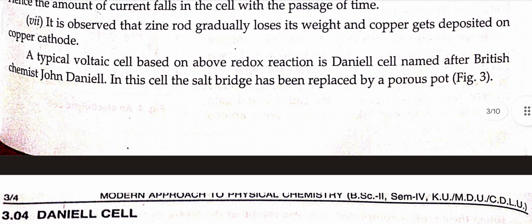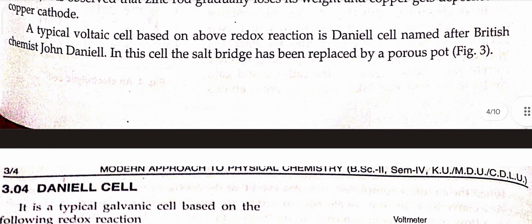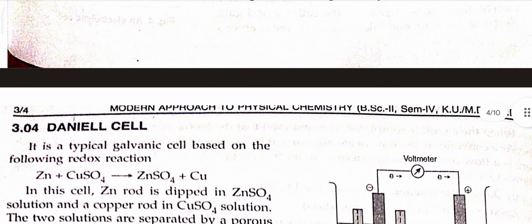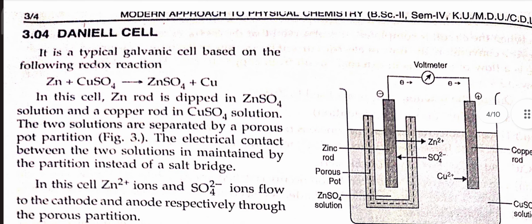A typical voltaic cell based on the above redox reaction is the Daniell cell, named after British chemist John Daniell. In this cell, the salt bridge has been replaced by a porous pot. Daniell cell: it is a typical galvanic cell based on the following redox reaction. Zn plus CuSO4 gives ZnSO4 plus Cu. In this cell, a Zn rod is dipped in ZnSO4 solution and a copper rod in CuSO4 solution. The two solutions are separated by a porous pot partition. The electrical contact between the two solutions is maintained by the partition instead of a salt bridge.